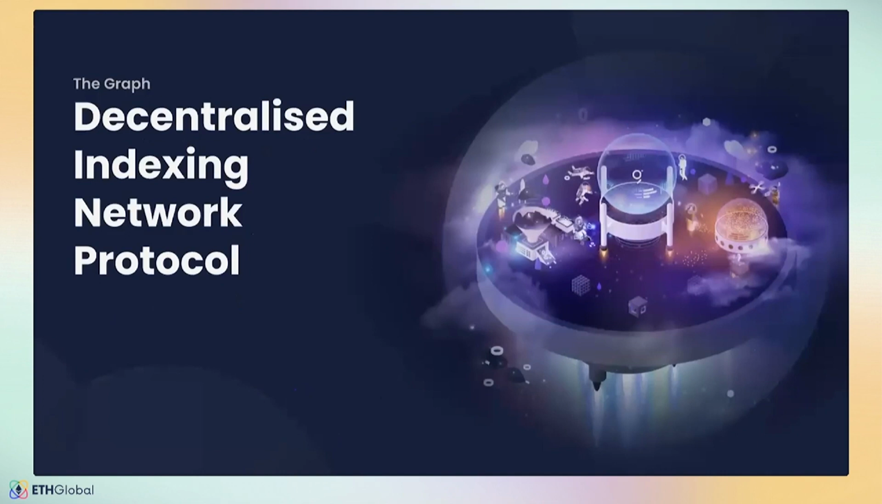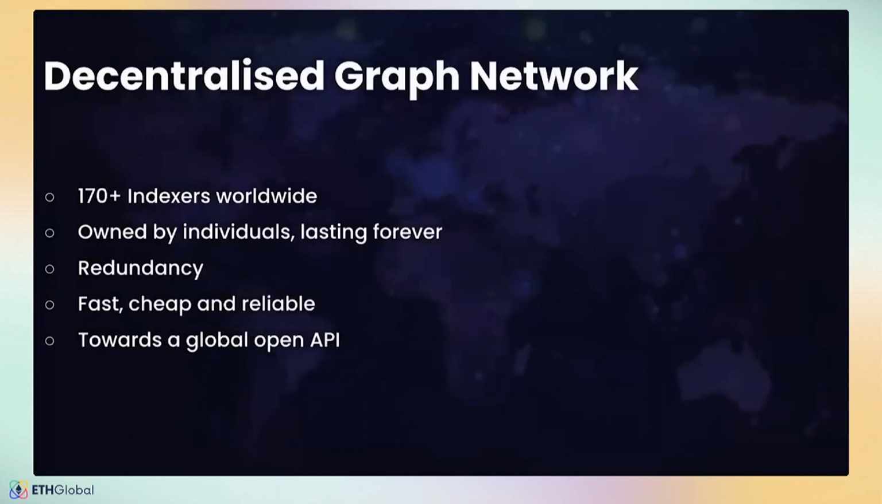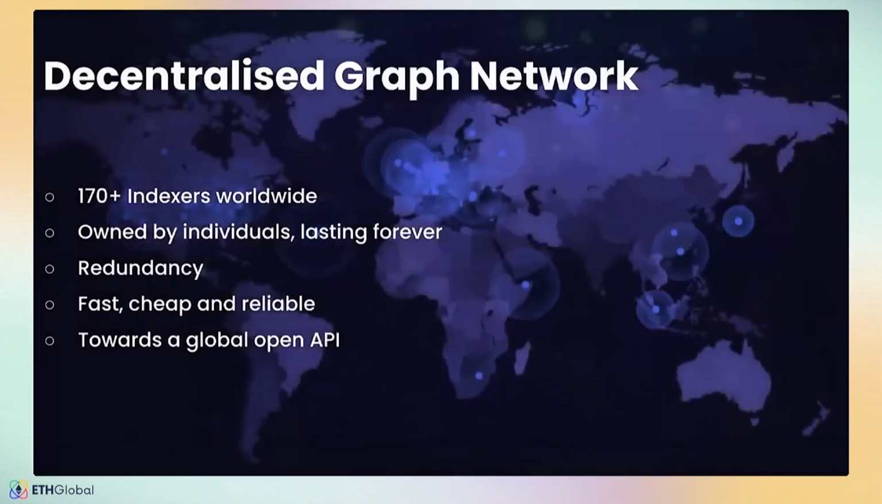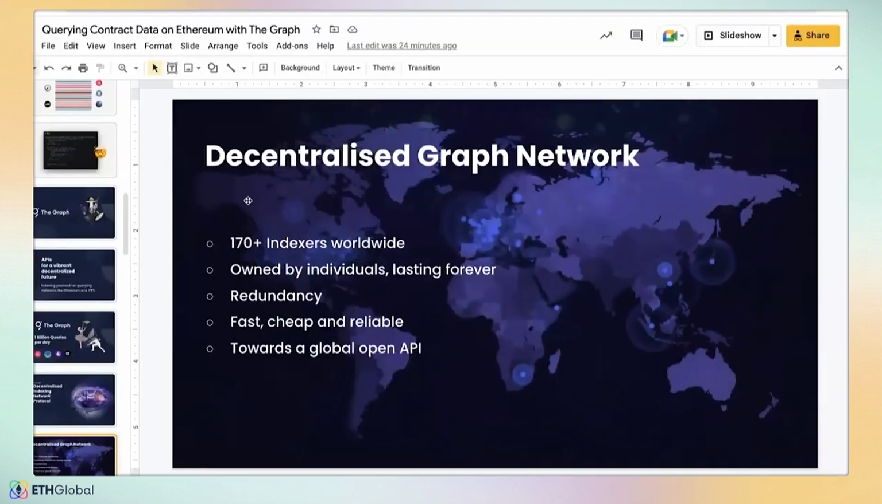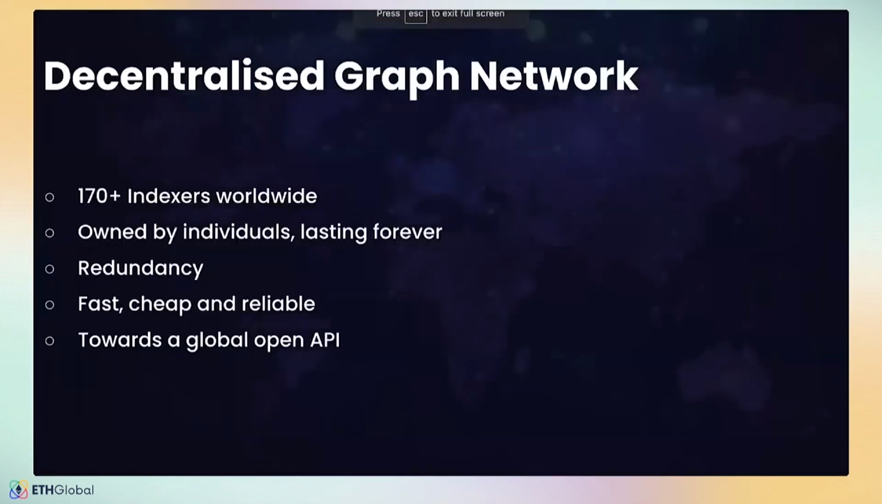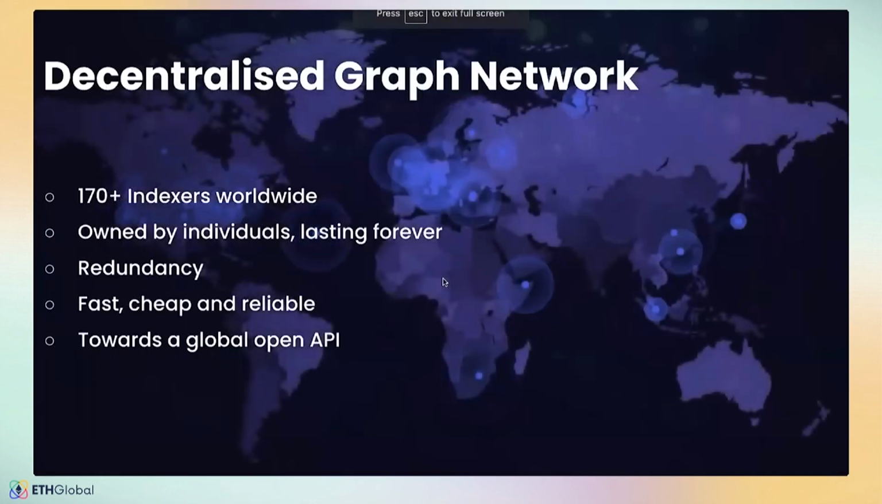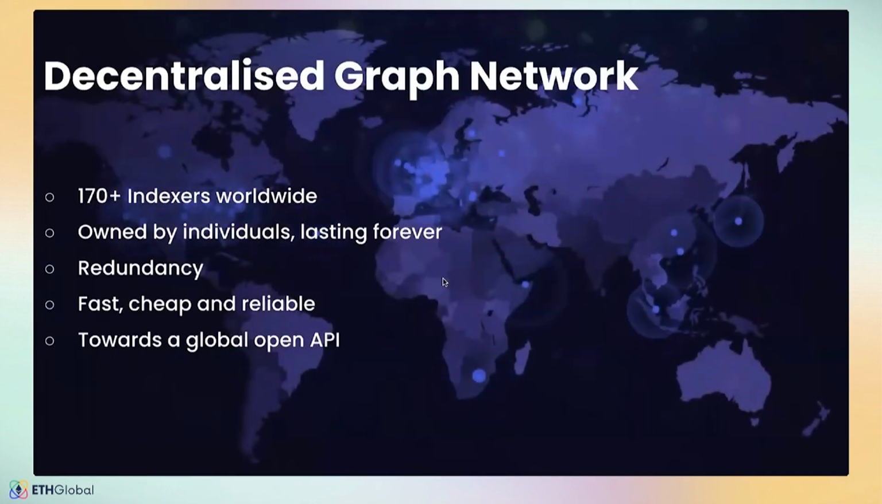And it's not only the hosted service, it's also a decentralized indexing network protocol. So there are more than 180 indexers, I think, currently worldwide, owned by individuals. And that means these are independent indexers that run the thing. So it is similar to what we talked about before in blockchain in general, that we have a distributed network. There is this redundancy.